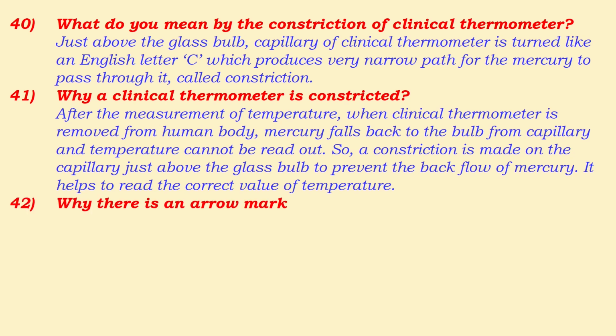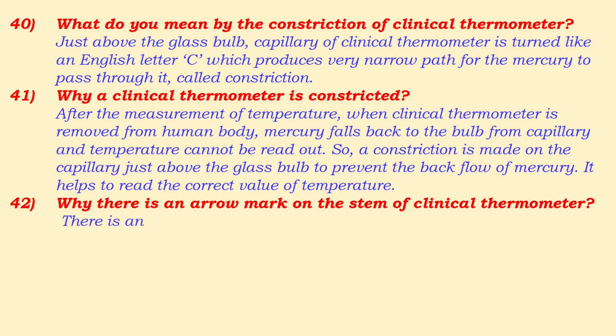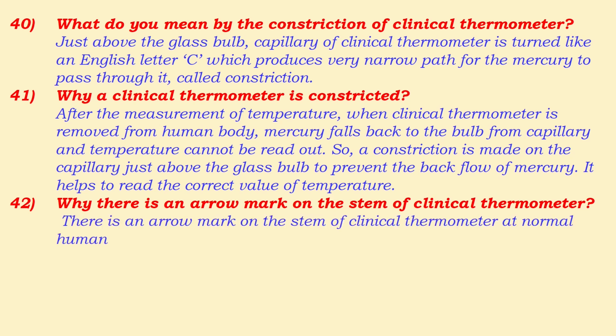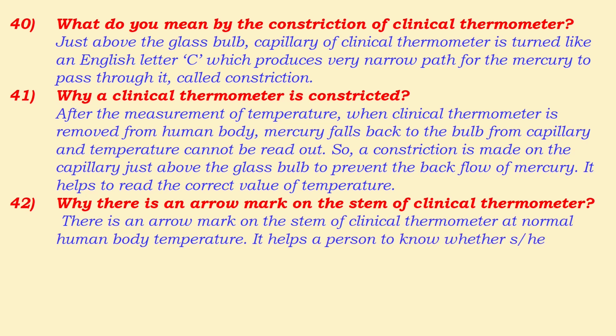Okay, next question. Why is there an arrow mark on the stem of a clinical thermometer? There is an arrow mark on the stem of a clinical thermometer at normal human body temperature. It helps a person to know whether he or she has fever or not. Beyond the arrow mark, fever. Below the arrow mark, no fever.